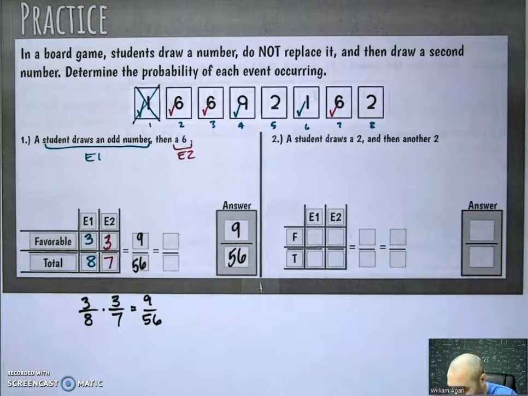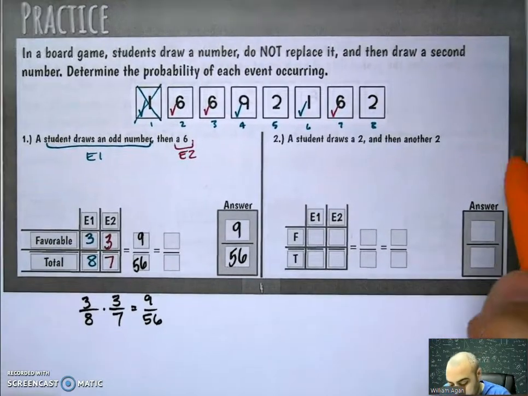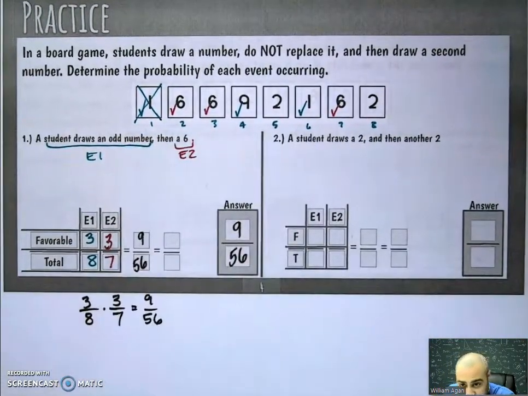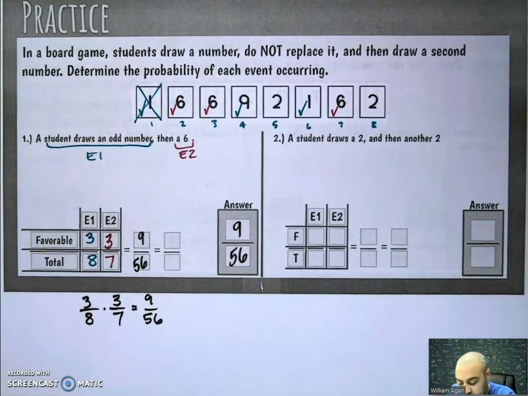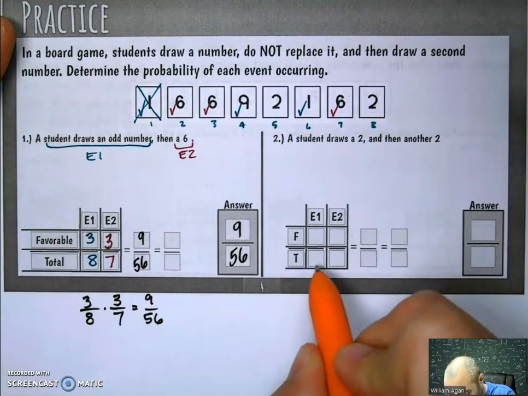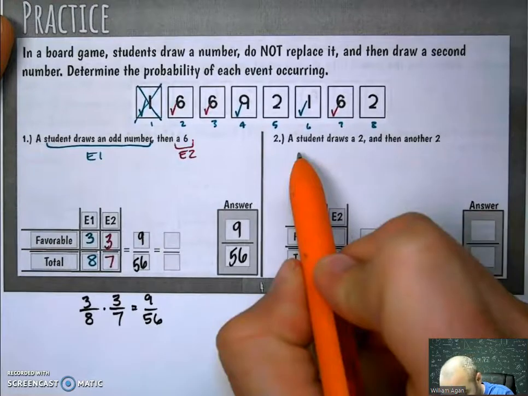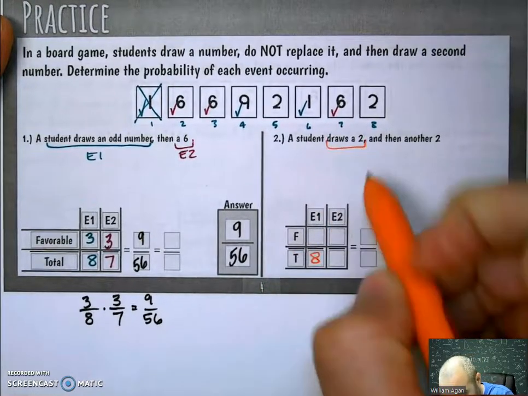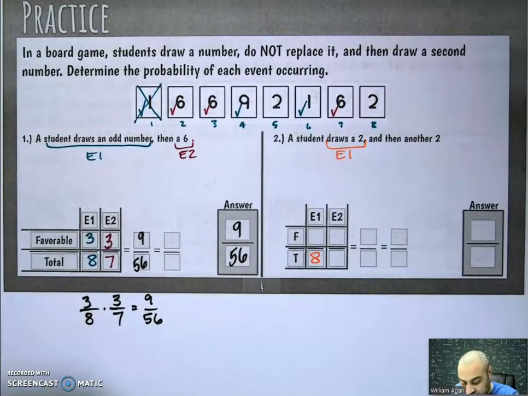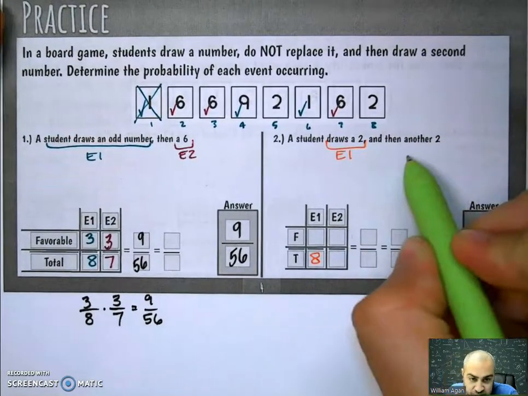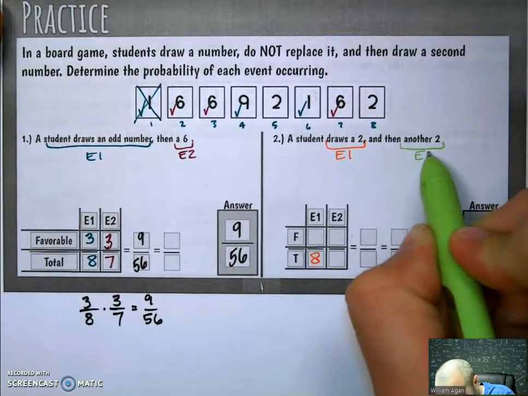Okay, so for problem number 2 over here, a student draws a 2 and then another 2. So we're still looking at the exact same cards. Pretend that I didn't put an X through that one because we're starting over. So there's still a total of 8. So a student draws a 2. That is event number 1. And after it says and then, that means that you're going to your second event. Another 2. That is event number 2.